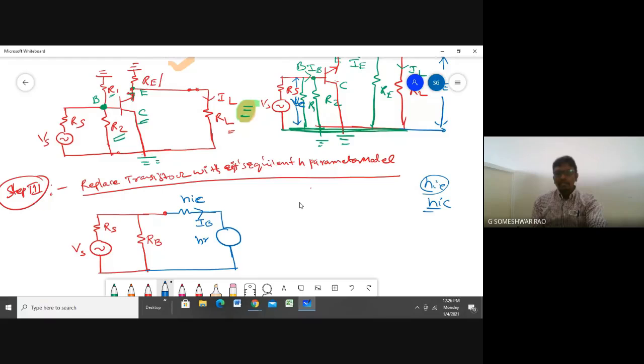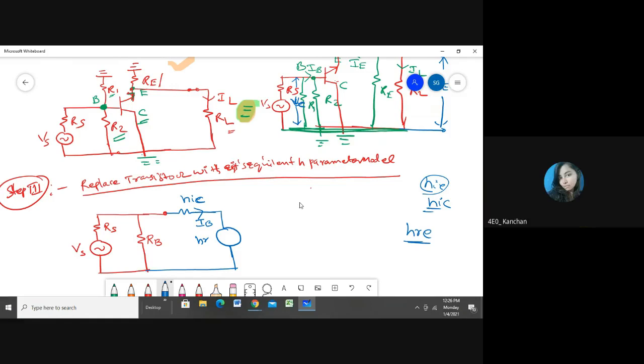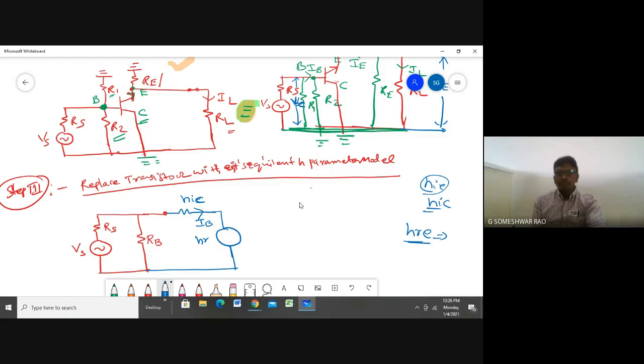Can I write HRB or HRE here? Which one do I have to write? Earlier it was HRE. HRB. No, HRC, sir. Yes, HRC it should be. Why so? Because we are using a common collector configuration, so we are supposed to write HRC.